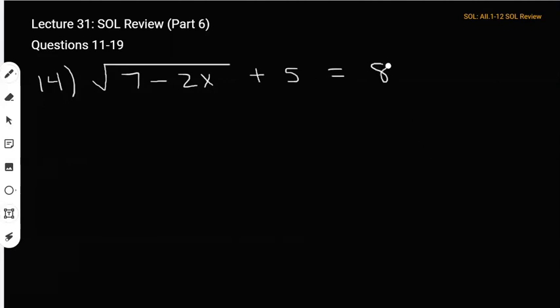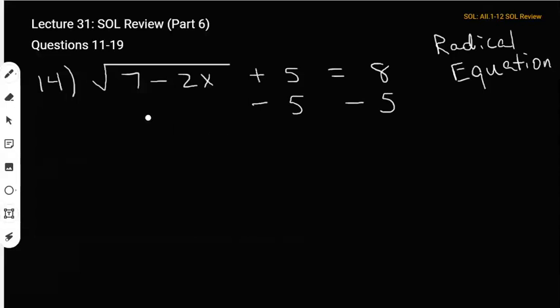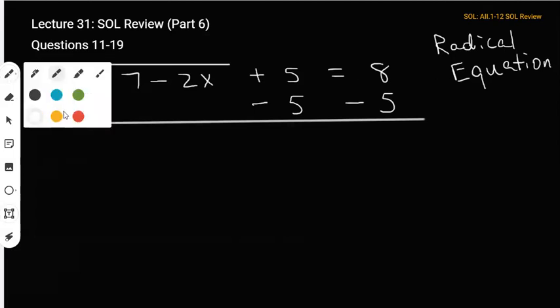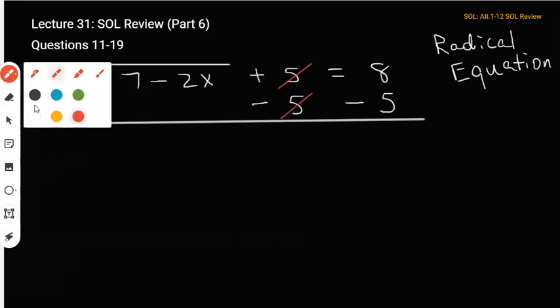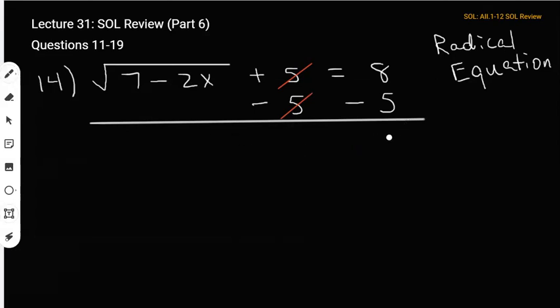So for this one, this is called a radical equation because it has a radical symbol. So what I want to do is I want to get the radical by itself. To do that, I've got to get rid of the plus 5. But that's pretty easy. I can just subtract 5 from both sides. So when I do that, I'm subtracting 5 from both sides. That's going to cancel out the 5 and the negative 5. And then 8 minus 5 is going to give me 3.